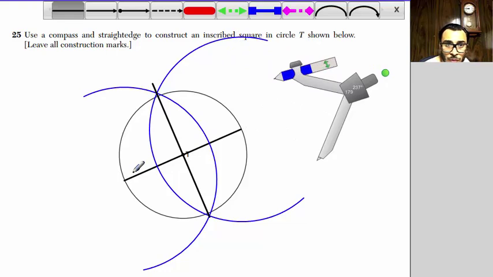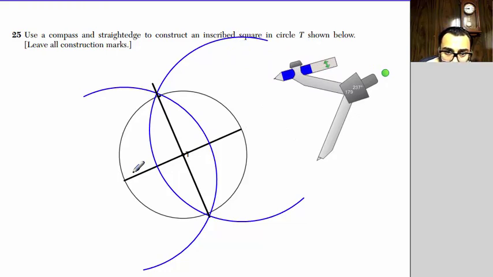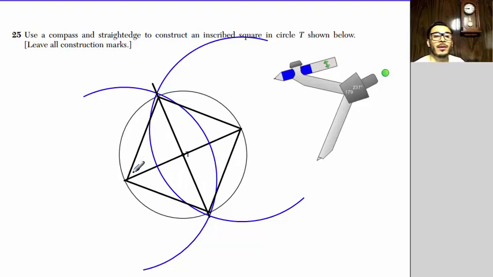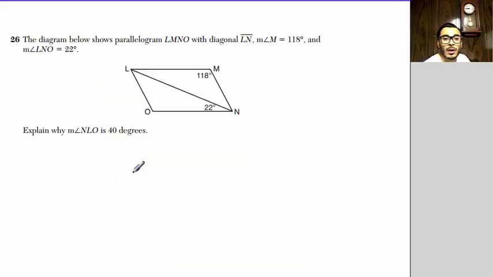To get your square, what you want to do is connect the point of intersection between the perpendicular bisector and the circle, and then that point of intersection between the diameter and the circle, and then you want to just do that again here, and again here, and again right there, and you get a square inscribed in the circle.